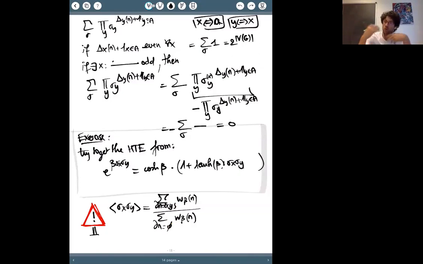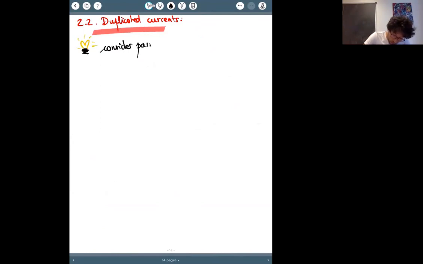So we would like to be able to write spin-spin correlations as the probability of something. We would like the same sum, summing over the same object at the top and bottom, and maybe the object at the top with an additional constraint. But here we are not doing that. So that's one of the motivations to consider duplicated currents. So 2.2 is called duplicated currents, and you are going to see the magic of random currents happening. The goal of this section is to make you aware that it's very useful to consider pairs of currents.